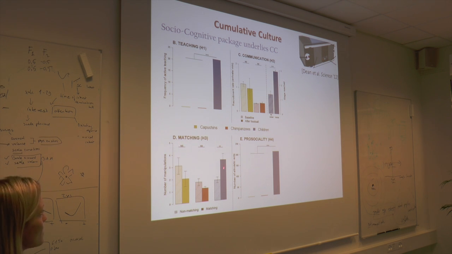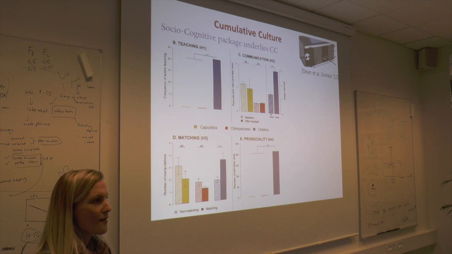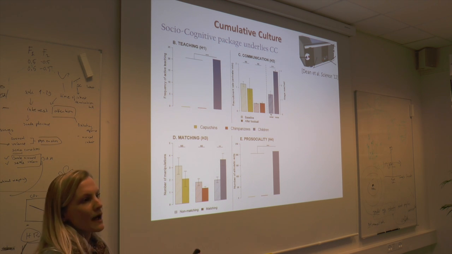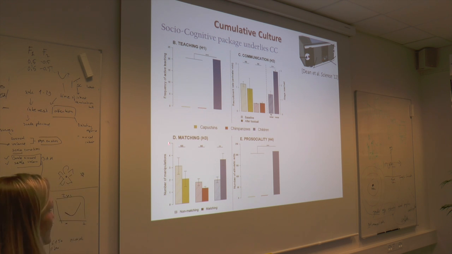Matching, this is our version of imitation. So in children, we see much more matching than non-matching. So if an individual interacts with the task in a certain way, and then within 2 minutes another individual starts interacting, do they match what they've observed previously? And we don't see very much matching in the non-human species.